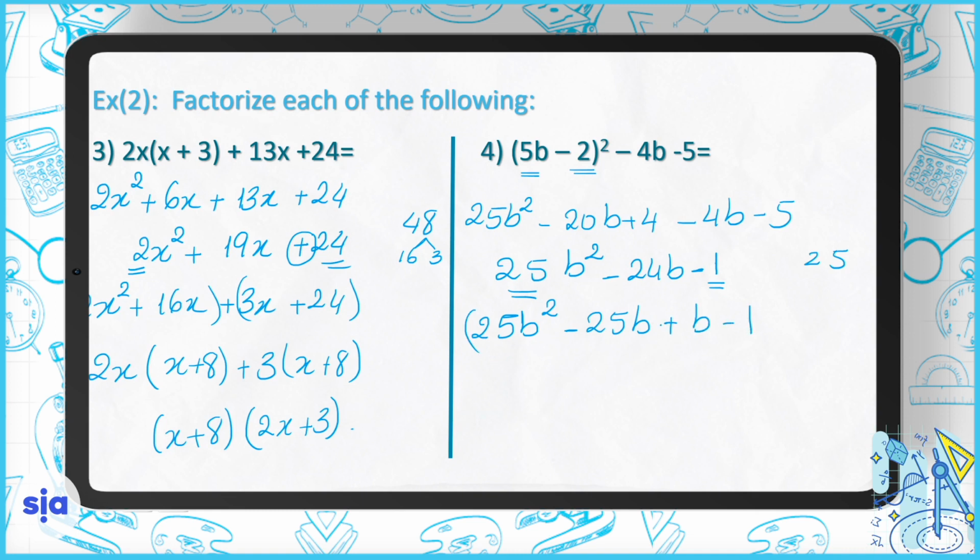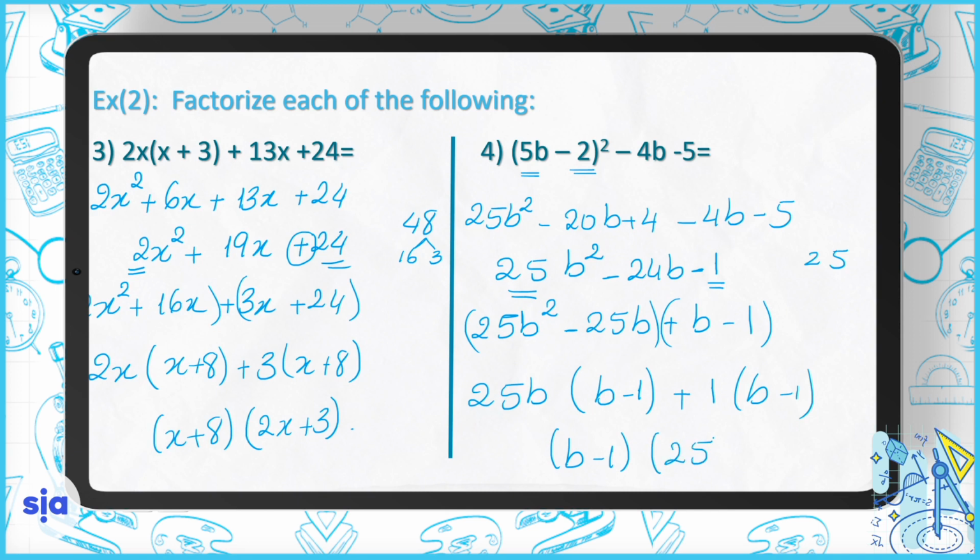If you collect these two together and these two together, you will see that the common factor is 25b. So what's left is b minus 1. Plus here the common factor is 1. It's b minus 1. So this means that the common factor is b minus 1 and the singles are 25b plus 1.